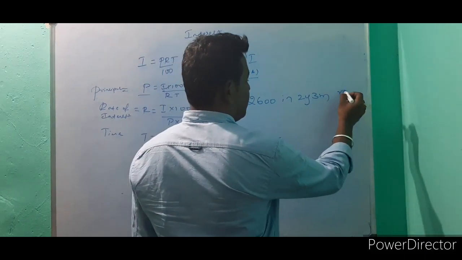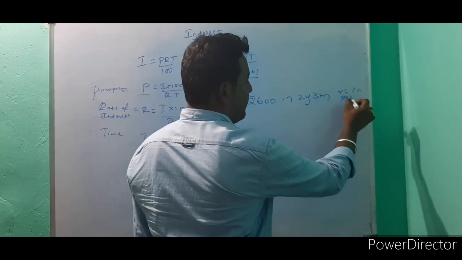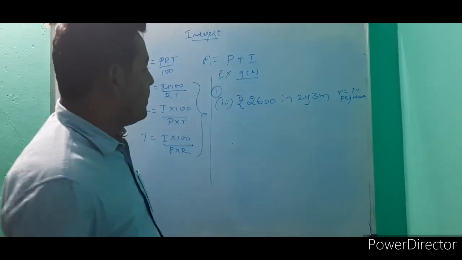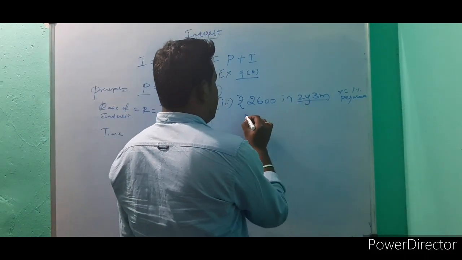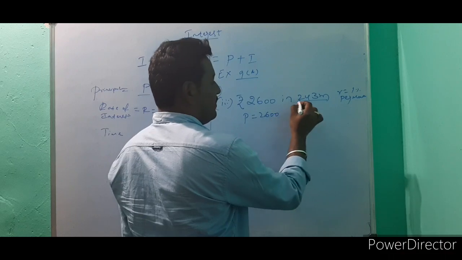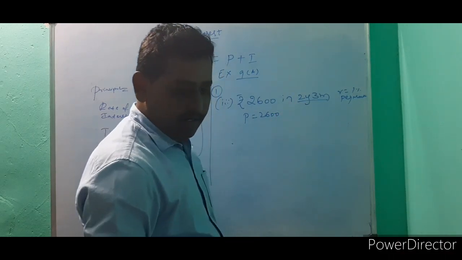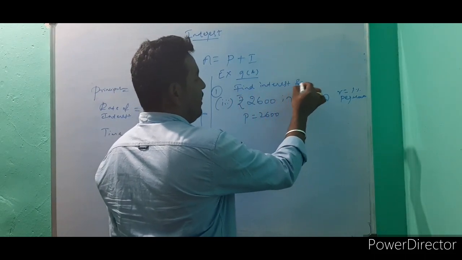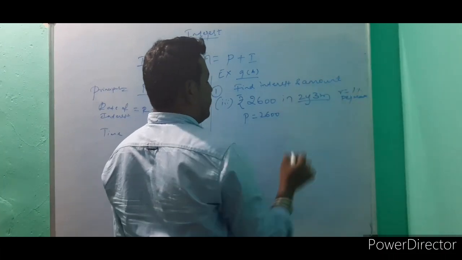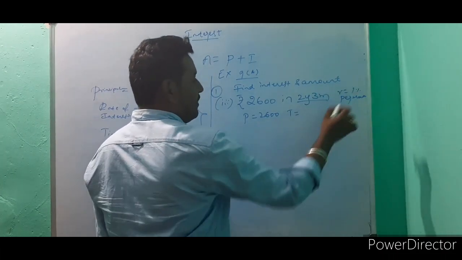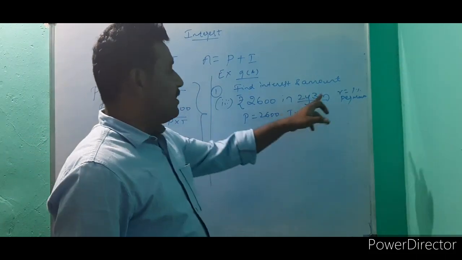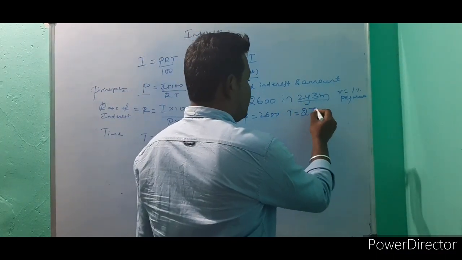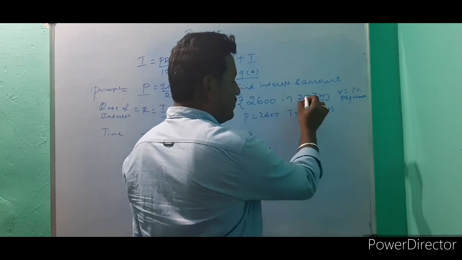Rate of interest is 1% per month. Per month they have given. Per month means you have to convert this time. This is P, 2600. Here we have to find interest and amount. P they have given, time is per month, so we have to convert that year into months. 2 years means 24 months, 24 plus 3, 27 months. So I converted into months.